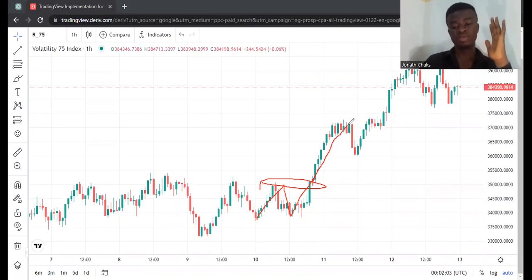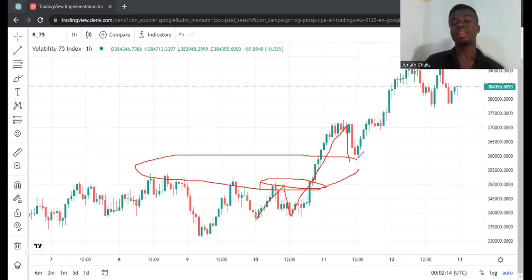You're expected to wait for the market to retrace. This retrace is called a retest. So when it retests in a particular zone, this zone here, because of this previous low that occurred here, then you now enter your trade and then push it high.